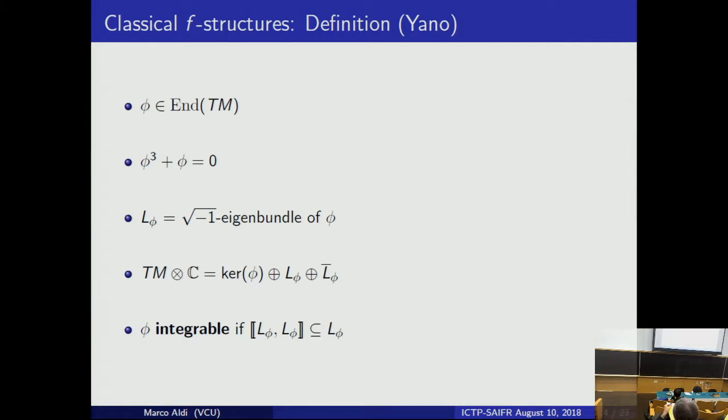And then you can decompose the complexified tangent bundle as a direct sum of the square root of -1 eigenbundle, the minus square root of -1 eigenbundle, the complex conjugate, and the kernel. So with respect to almost complex structure, you have the possibility that this operator has a kernel.